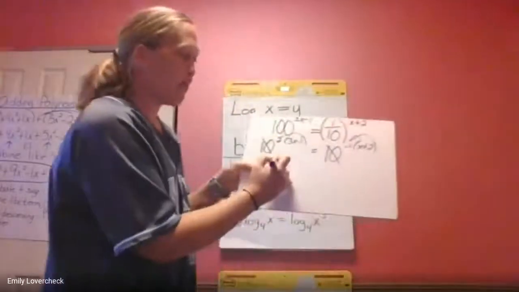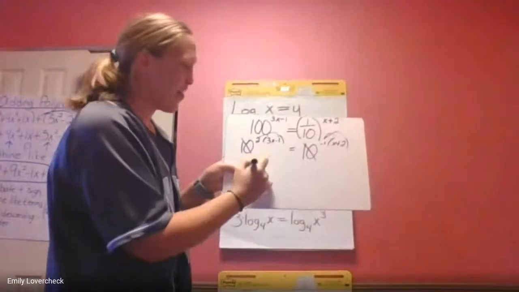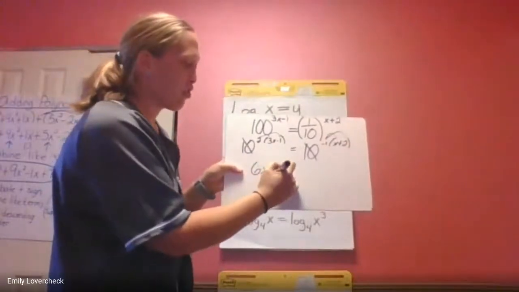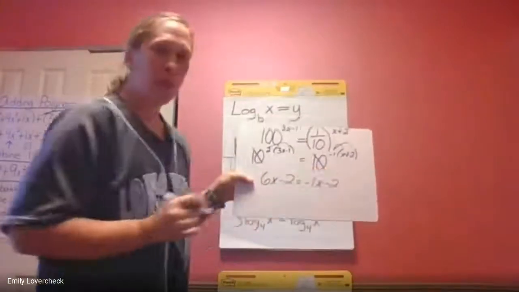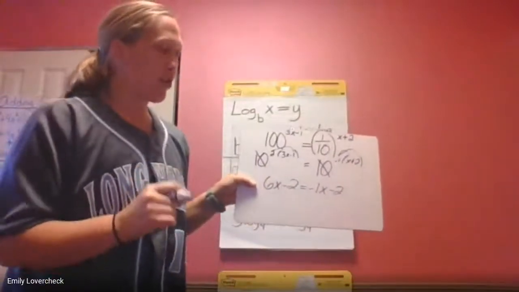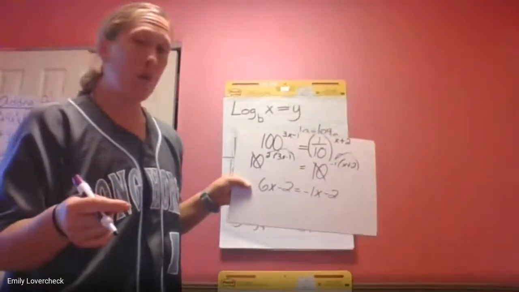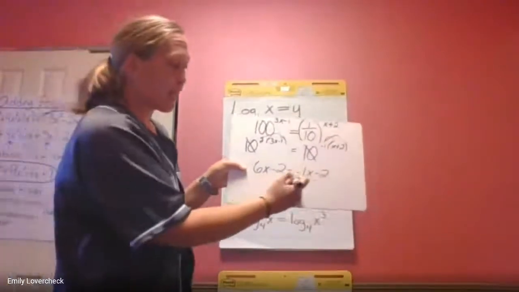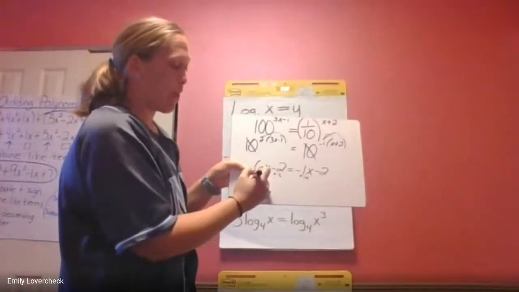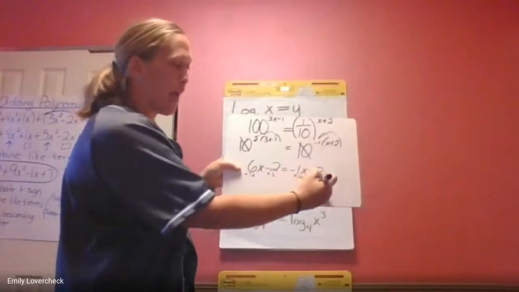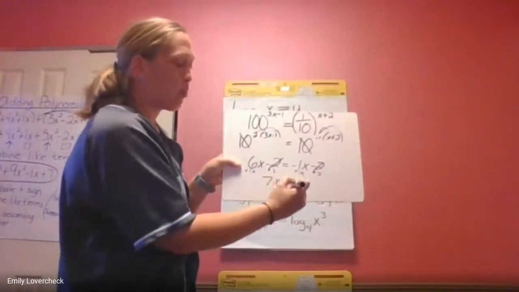So when I get that, I'm left with 2x, 2 times 3 is 6. I'm left with 6x minus 2 equals negative 1x minus 2. So I'm left with 6x minus 2 equals negative 1x minus 2. So then from there, I'm going to solve it. I'm going to add 1x to this side, and I'm going to add 2. I'm going to add 1x over here and add 2. Those are going to cancel, so I'm left with 7x equals 0.